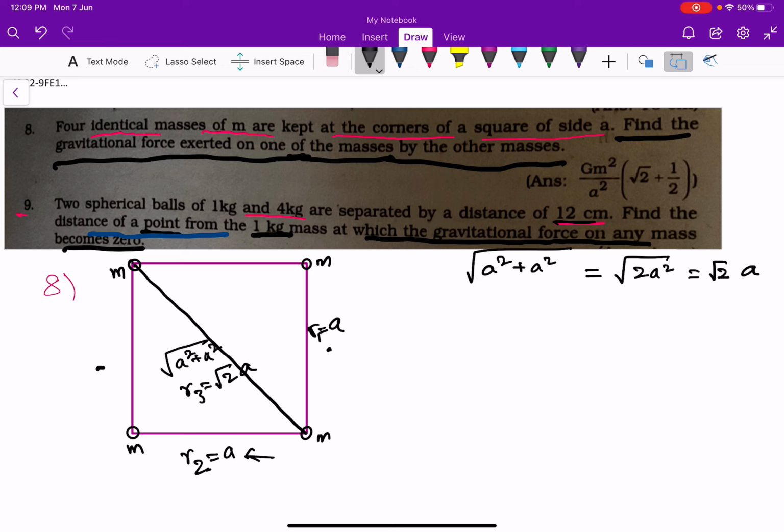Force exerted on any one of the masses. Choose any one. I am choosing this mass. So the force exerted on this mass because of this one, and this one. So there is a force between this m and m. The force exerted by this mass m1 on this mass is nothing but the attraction force. I am writing it as F1.